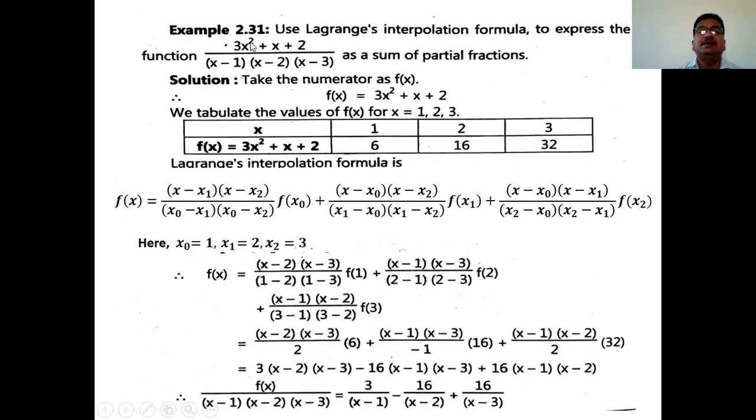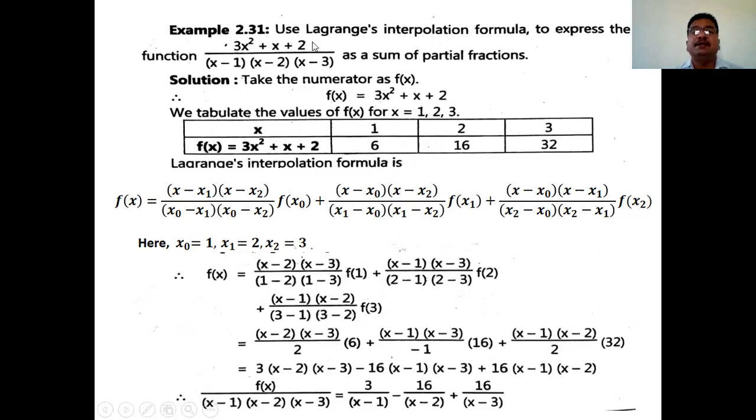What are the factors? A by x minus 1 plus B by x minus 2 plus C by x minus 3, and then find the values of A, B, C. But here we have to find the partial fractions by using Lagrange's interpolation formula. So what is the method?